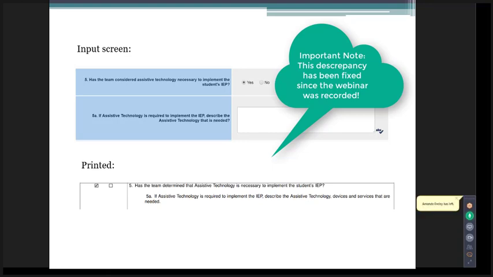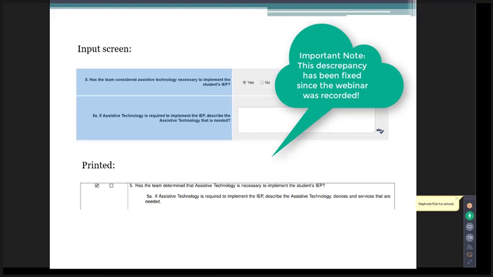But really what the question should be asking, as you can see in the printed format, is has the team determined that assistive technology is necessary to implement the student's IEP? And then if so, describe the AT devices and services that are needed.